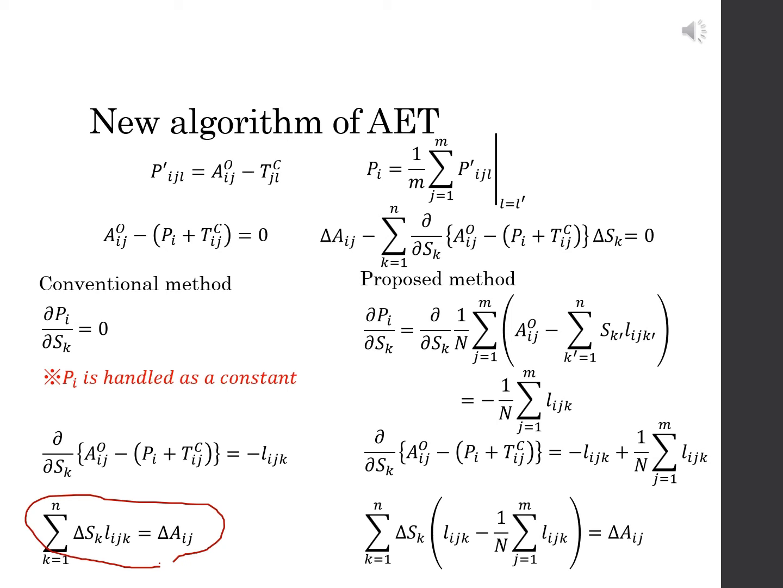In AET, the most expensive procedure is the ray tracing. So if we have to do the iterative procedures many times, the ray tracing is performed in every iterative procedure. So to reduce the cost for the ray tracing, we need to reduce the number of iterations. So that's why in this study, a new algorithm is proposed.